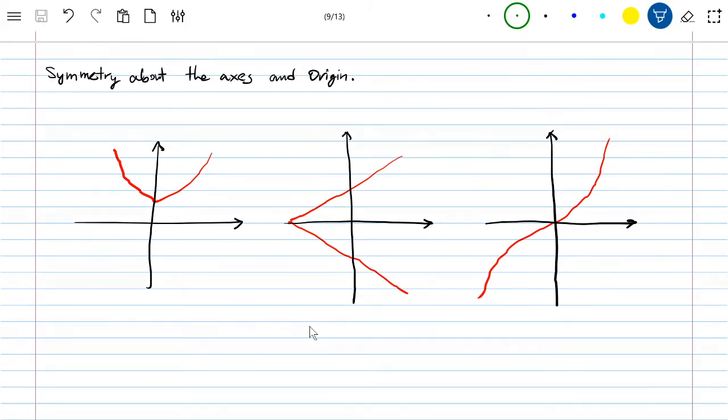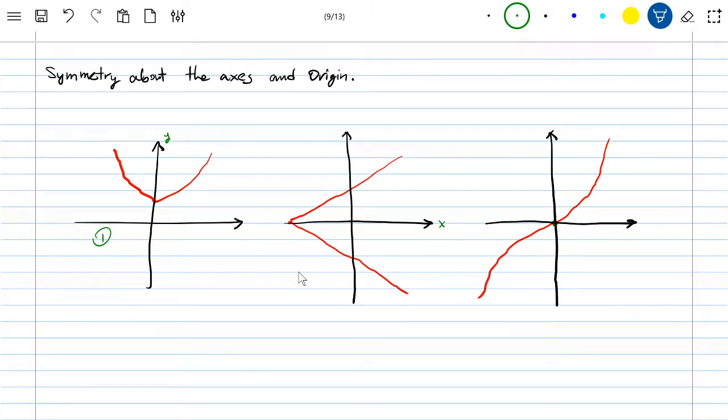Today's lecture, we're going to talk about symmetry for equations in two variables. Here I've picked three types of symmetry that we have to discuss. One is symmetry about the y-axis, then the other one is symmetry about the x-axis, and finally symmetry about the origin, about the center.